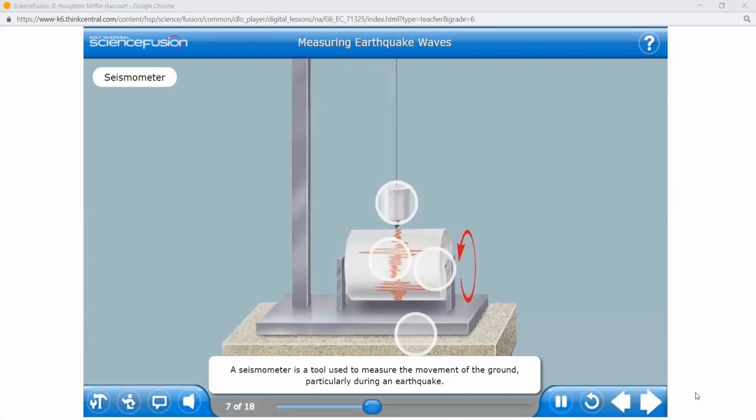A seismometer is a tool used to measure the movement of the ground, particularly during an earthquake. This was the seismometer, where they put it in the ground, and it measures and records the movement of the ground during an earthquake, okay?